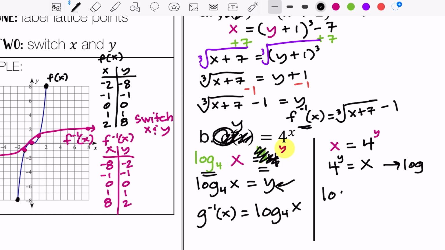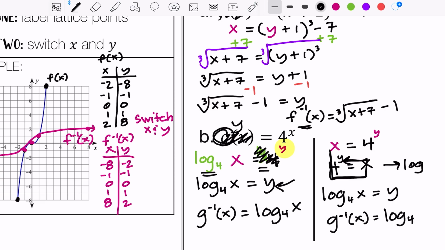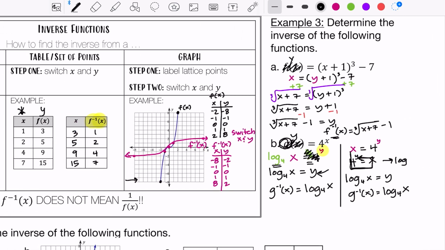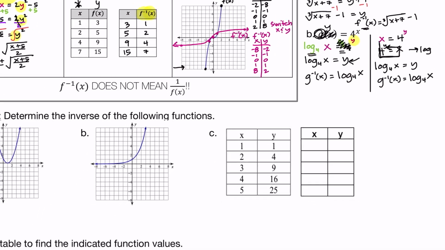So you're going to write log base 4 of x equals y. So you can see that L shape and get there too. And then just again, of course, change it to function notation with the right function. Okay, let's go do the easy ones now.